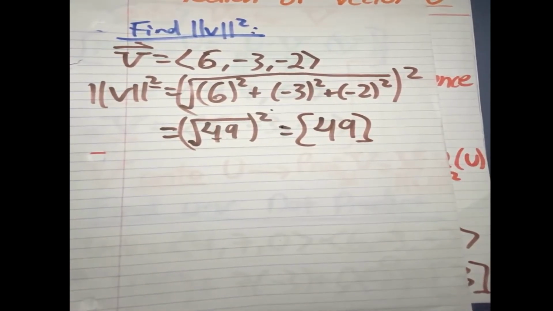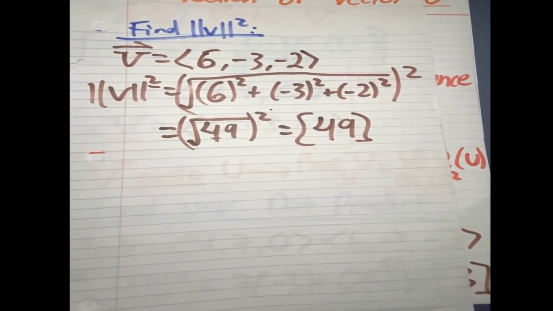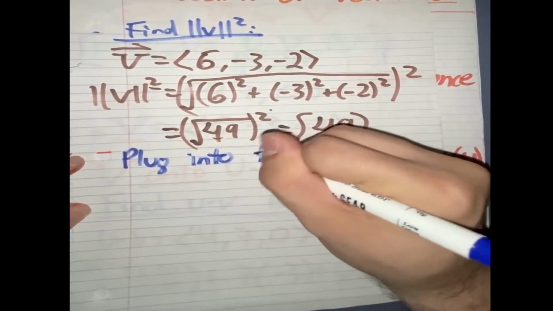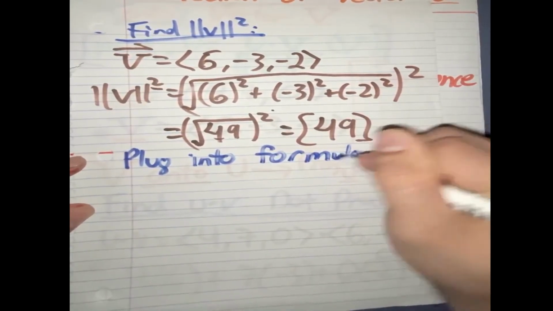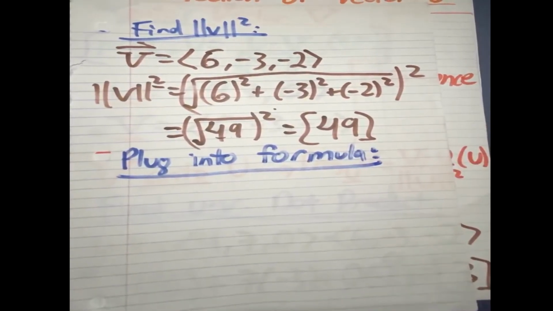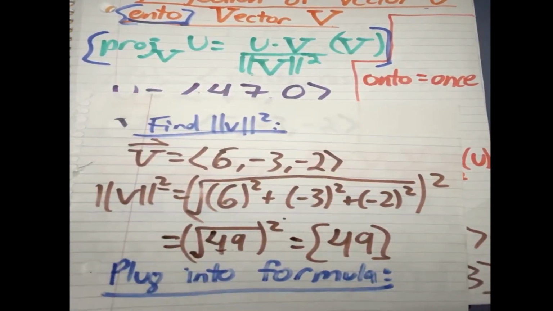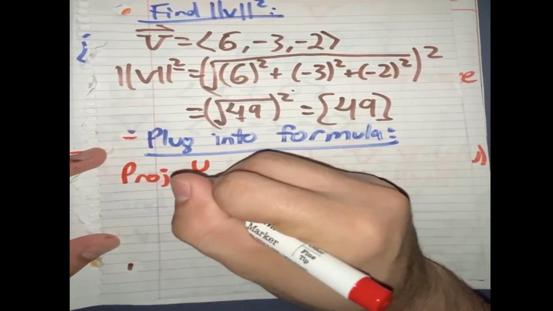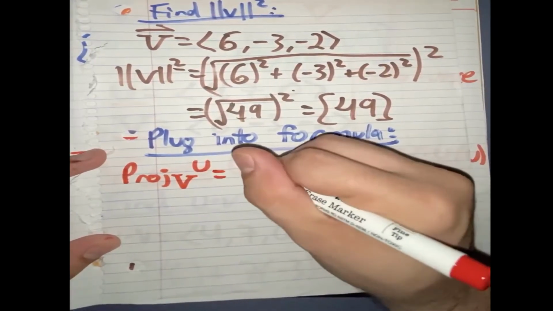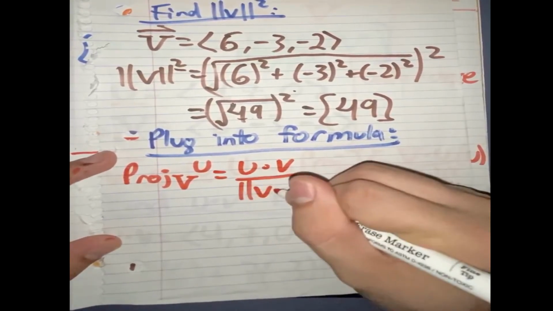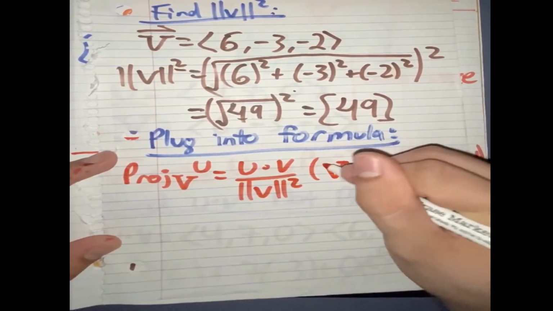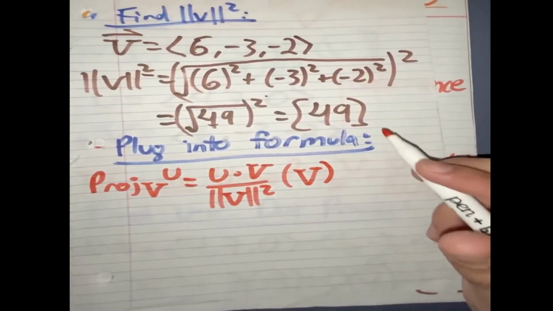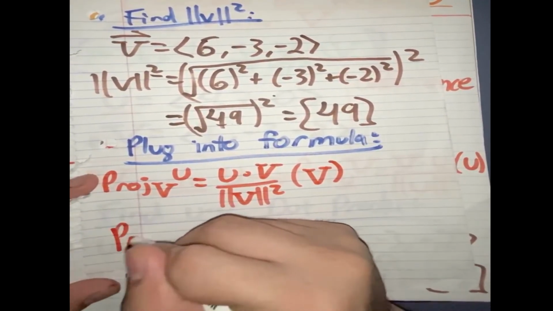So now the next step, given these two terms, is to plug in the formula. What was the formula again? The formula was the projection of u onto vector v is equal to u dot v divided by the magnitude of v squared times the vector v. So notice how the u is only included here once. So we're going to multiply our u dot v.